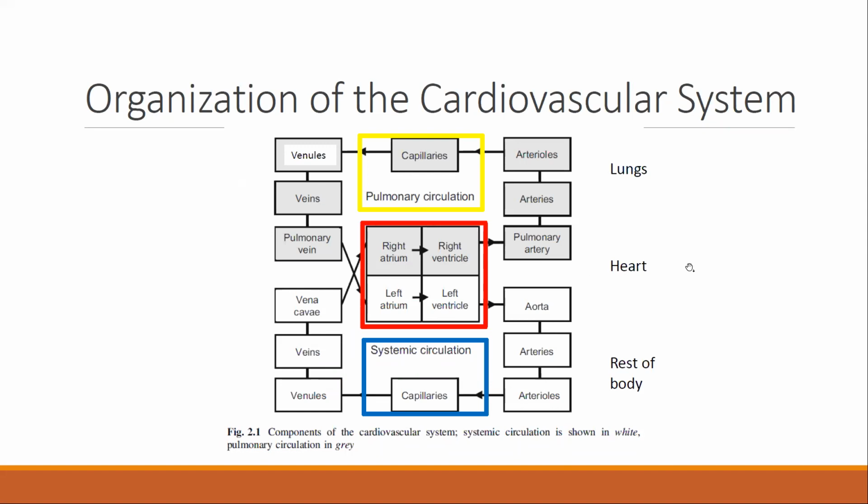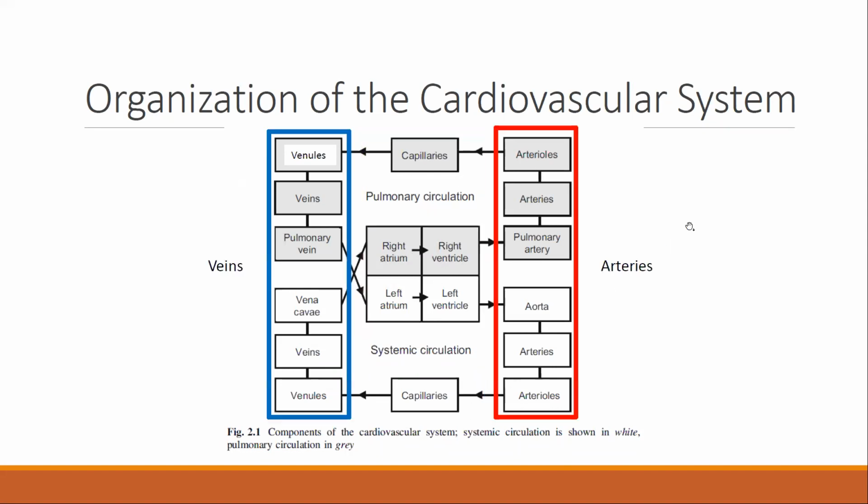And that's what I've highlighted here. These four chambers right here are the four chambers of your heart. These are your lungs. This is the rest of your body. These are your arteries, because remember, they're taking blood away from your heart. And veins are the vessels that bring blood back.